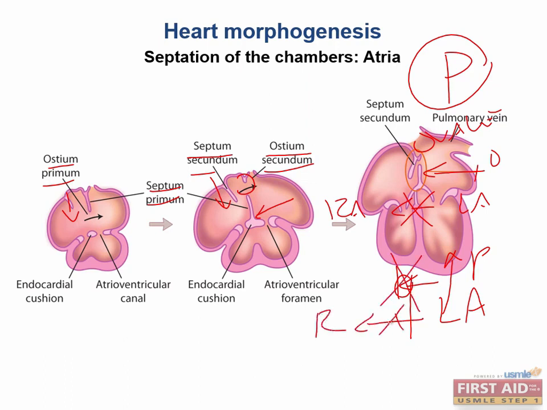So that way, these two will be touching and no flow will occur from left to right. There is no problem with flow from right to left though. That's because we want oxygenated blood that's coming from the mother to the fetal heart to bypass the pulmonary circulation by going straight into the left atria through the foramen ovale.